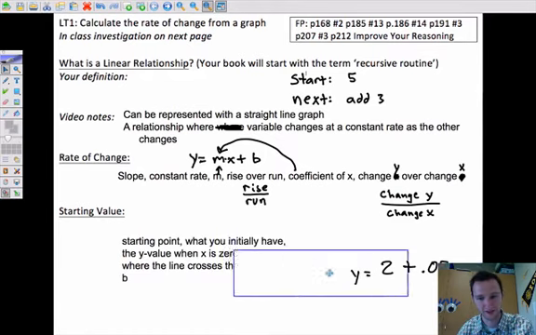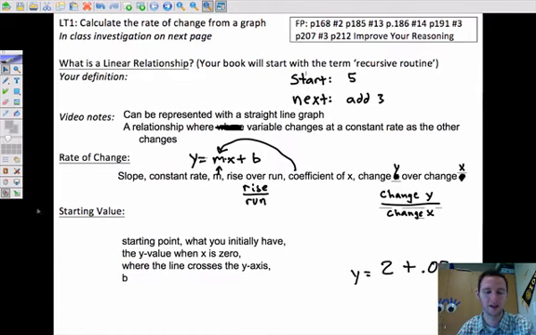The starting value is also known as the starting point, or what you initially have. So in this example, if I don't pick up anything, I get $2, which I wasn't smart enough at the time to just realize that. Wish I was. But that's what I initially have. Like if I don't do anything, I just initially get $2. It's also the y value when x is 0.